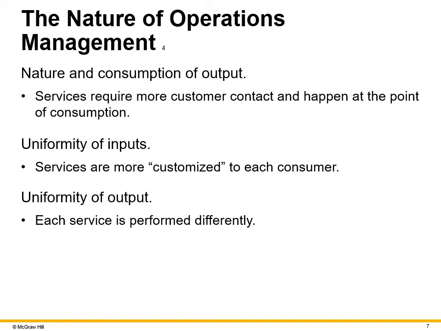Uniformity of inputs: manufacturers typically have more control over the amount of variability of the resources they use than do service providers. Products of service organizations tend to be more customized than those of their manufacturing counterparts. Uniformity of outputs: because of the human element inherent in providing services, each service tends to be performed differently. Human and technology elements associated with service can result in a different day-to-day or even hour-to-hour performance of that service.